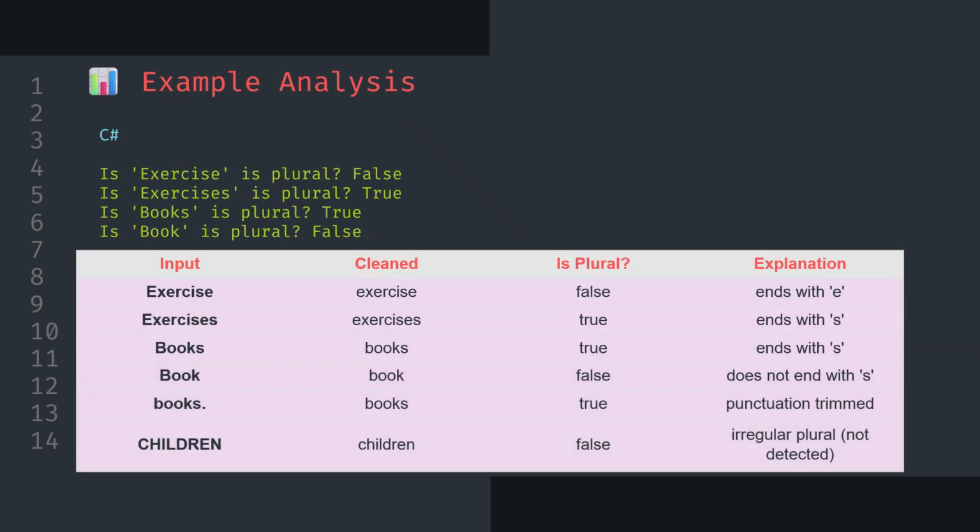Here are the run examples and why they behave that way. Notice "books!" becomes "books" and returns true because we trim punctuation. "Children" is an irregular plural. Our simple rule returns false because it does not end with s. If you need to detect irregular forms, we'll add a small exception dictionary in the next version.